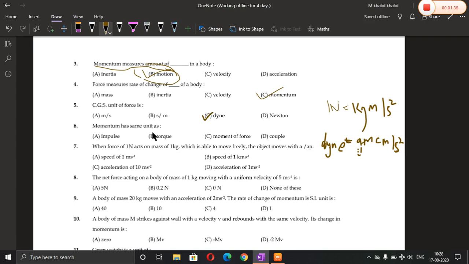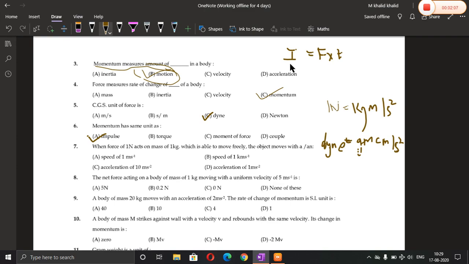Momentum has the same unit as impulse. What is impulse? If a large amount of force is acting for a small time period, then it is known as impulse. So suppose a force F is acting for a small period of time t, then what will be the impulse? Impulse will be force multiplied by time.